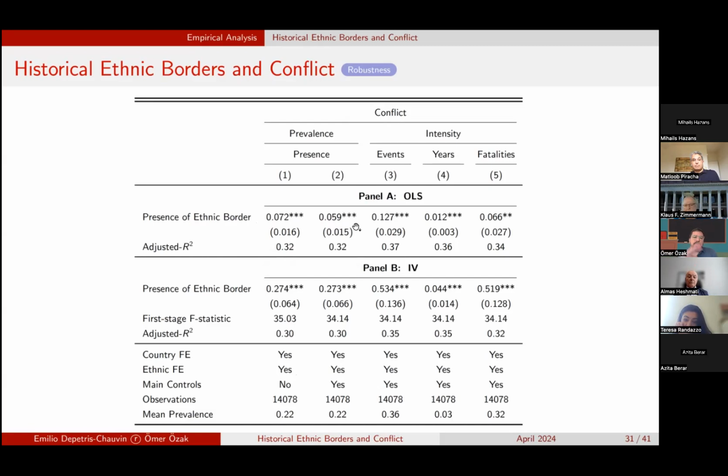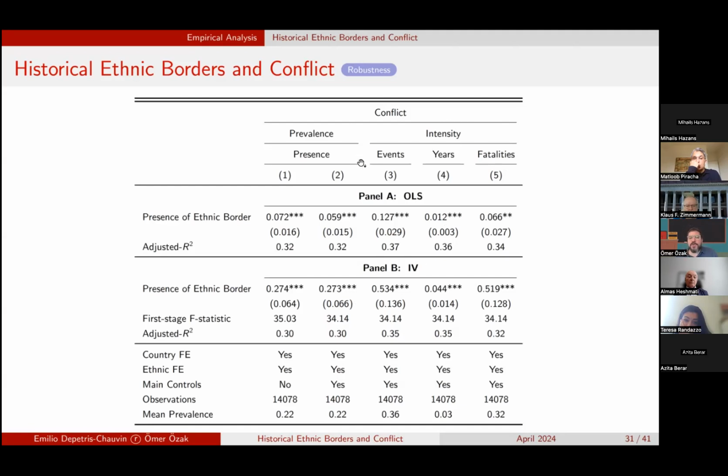Of course, we know that there's a lot of measurement error, so that's why we do our IV. And when we do our IV, notice that we get a very large, significant coefficient. Again, we start by accounting for country and ethnic level fixed effects. Adding additional controls doesn't seem to affect our coefficient, which is again suggestive of plausible exogeneity.